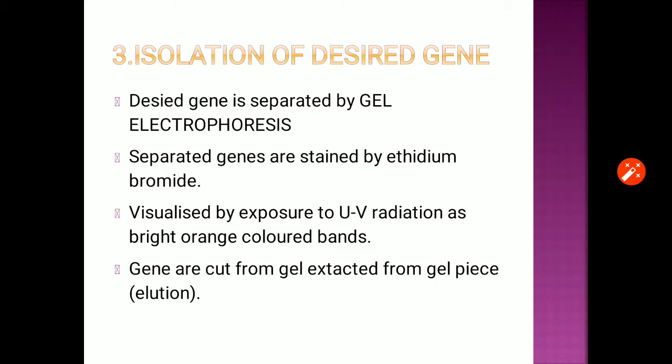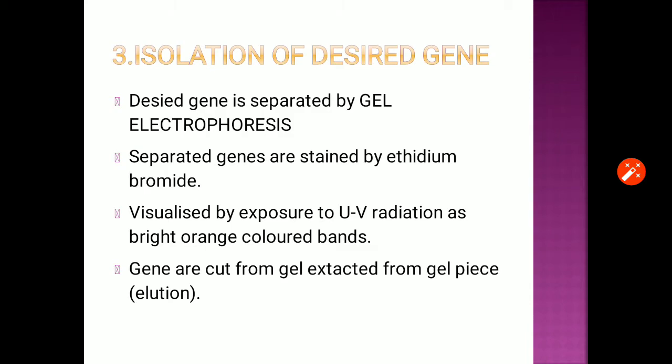Now the separated genes are stained by ethidium bromide. It is a dye which will provide a bright orange color to the genes, and we will see it by exposure to ultraviolet radiation, and we will get the genes as bright orange colored bands.